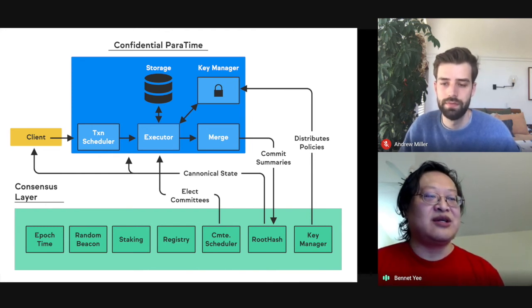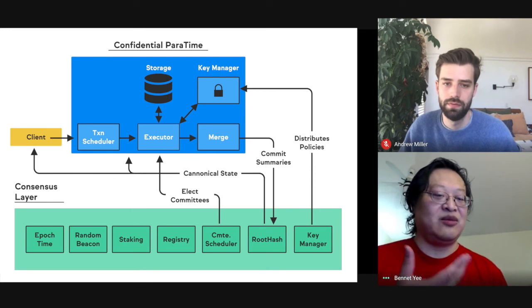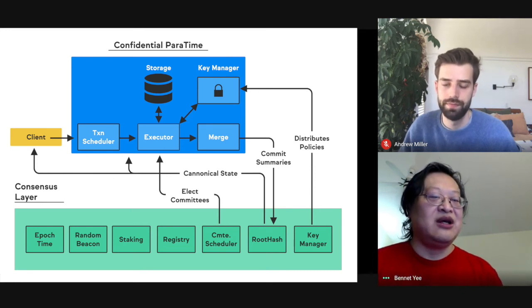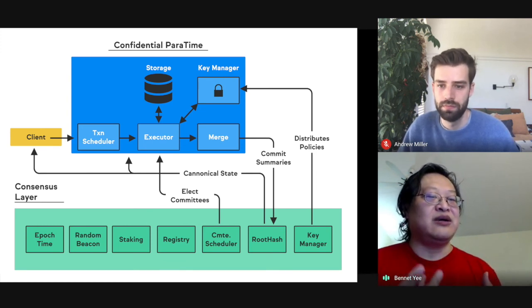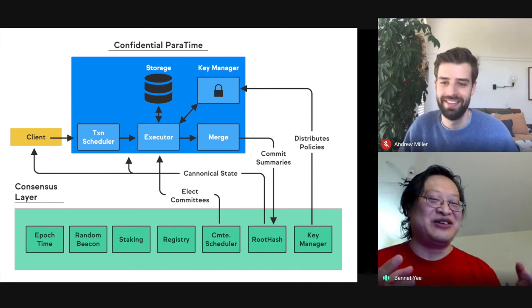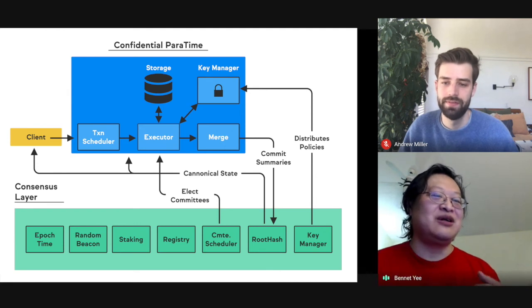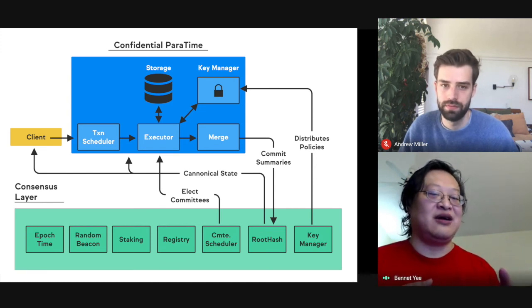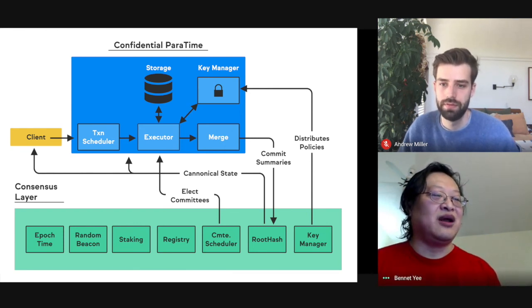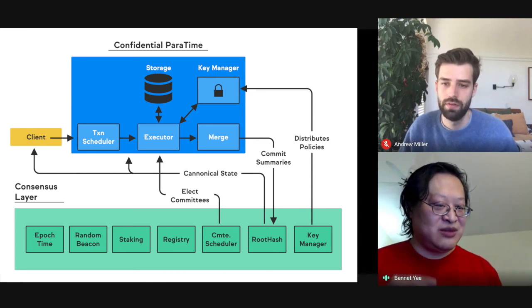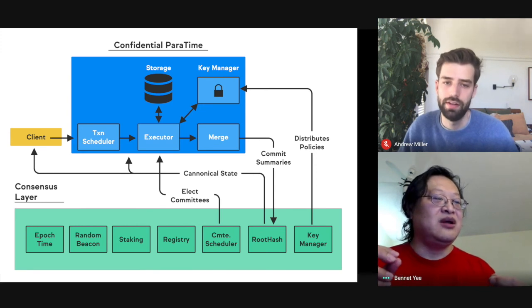Now, this picture has a key manager, but the key manager is only needed in one certain class of confidential ParaTimes. This is for confidential ParaTimes that use the trusted execution environment, or the TEE assumption. Somebody could build confidential ParaTimes that might use fully homomorphic encryption or one of these other techniques. In which case, those ParaTimes would be doing computation on encrypted data, and would never actually need to decrypt the data. It shouldn't be able to. And so the key manager wouldn't really be needed.